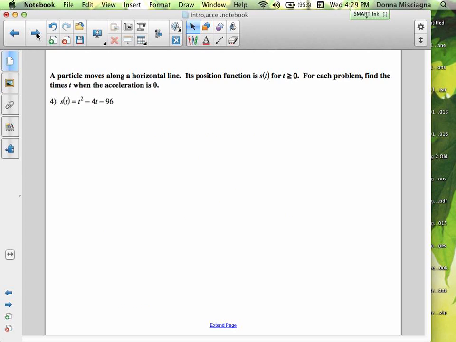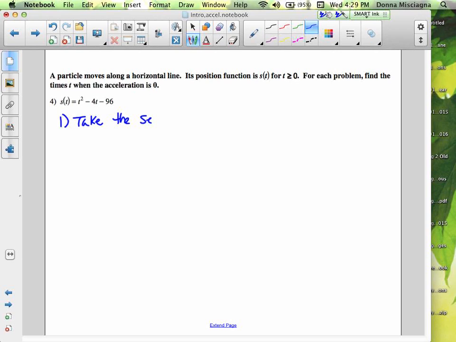A particle moves along a horizontal line. Its position function is s of t for t greater than or equal to 0. And we want to find when the acceleration is 0. So our steps for this problem are to take the derivative twice. So we're going to take the second derivative, and then set the second derivative, which is a of t, equal to 0 to find when acceleration is 0.